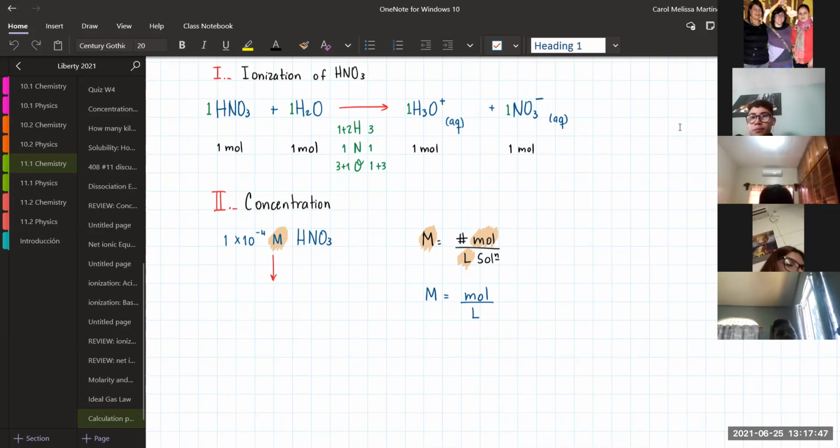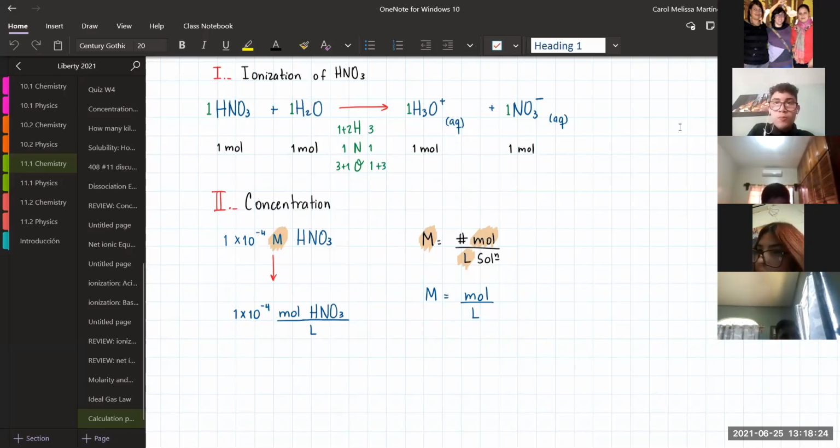So in the end, the concentration of nitric acid in this problem is going to be 1 times 10 to the negative 4th power moles over liter of nitric acid. In other words, the moles of nitric acid are going to be in the upper part of this relationship. Now that is the concentration. Once you have got the moles per liter, you move into the third step.